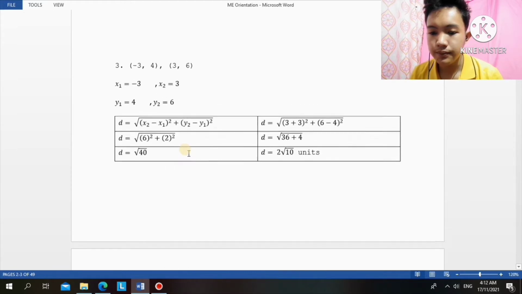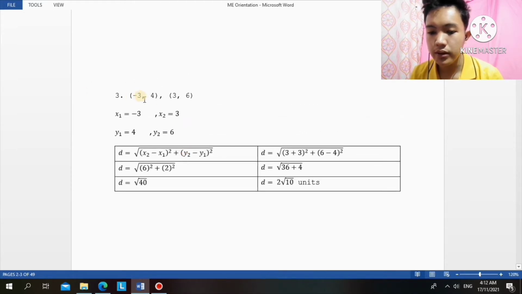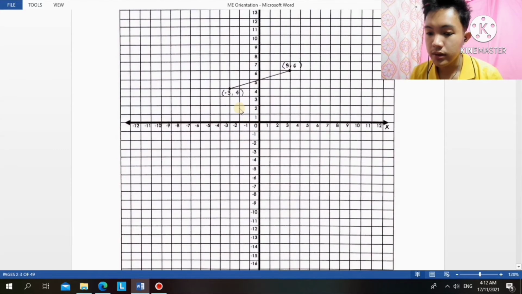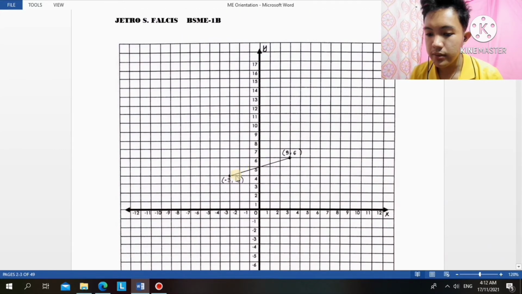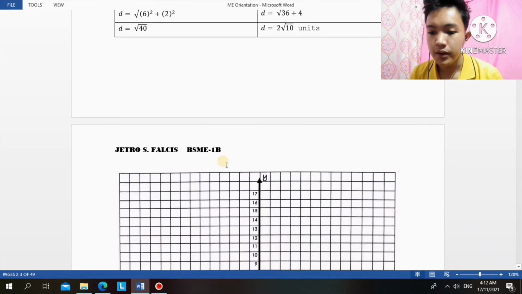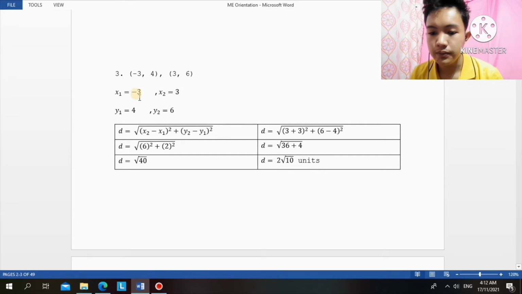So, number 3, our coordinates are (-3, 4) and (3, 6). So, this is the graph. So, let's solve the distance between (-3, 4) and (3, 6). Our x sub 1 will be -3, y sub 1 is equal to 4, x sub 2 is equal to 3, then y sub 2 is equal to 6. So, our equation will be d equals the square root of (3 plus 3) raised to 2 plus (6 minus 4) raised to 2.